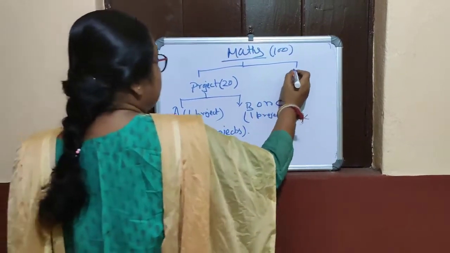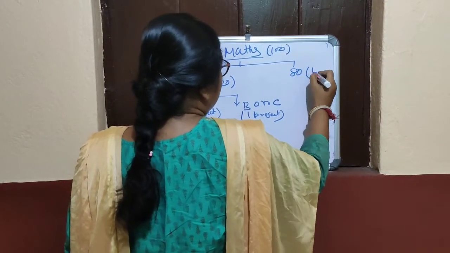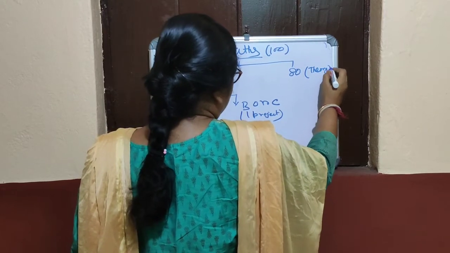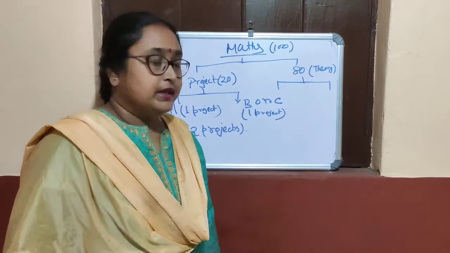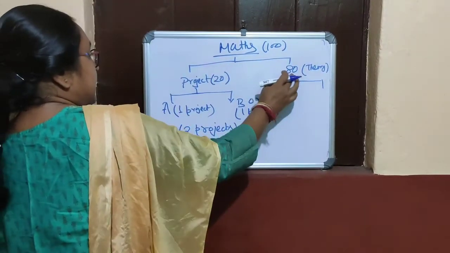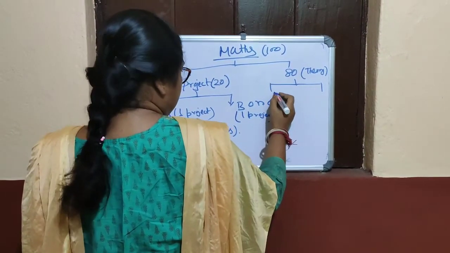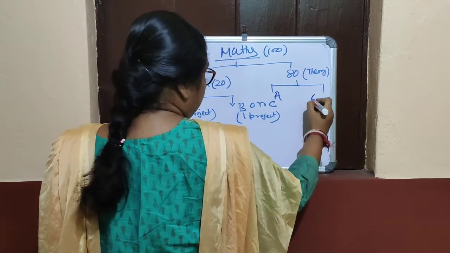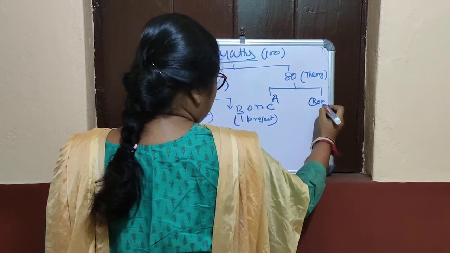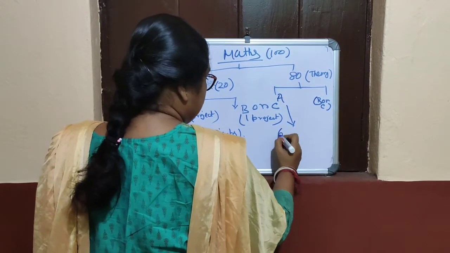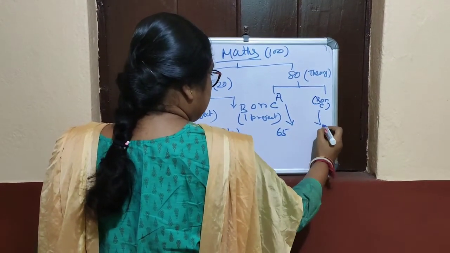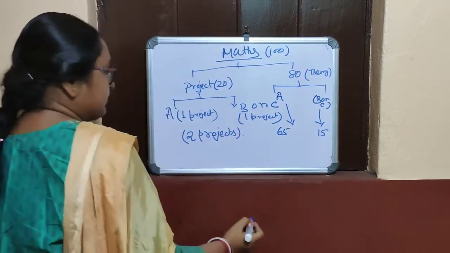And now here 20 marks for your theory. Okay, 80 marks having two parts. First one is section A, second one either B or C. Section A is 65 marks and section B or C is 15 marks.